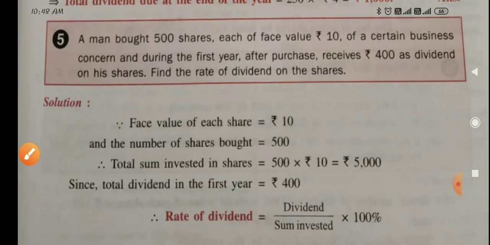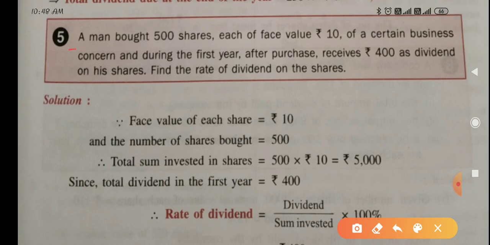Next example is coming, fifth. A man bought 500 shares, each of face value rupees 10, of a certain business concern and during the first year after purchase receives rupees 400 as dividend on his shares. Find the rate of dividend.